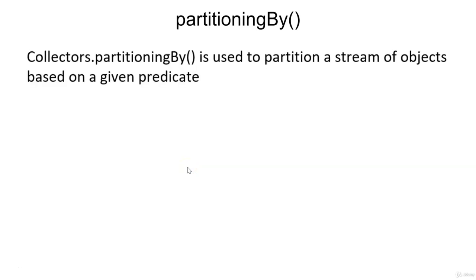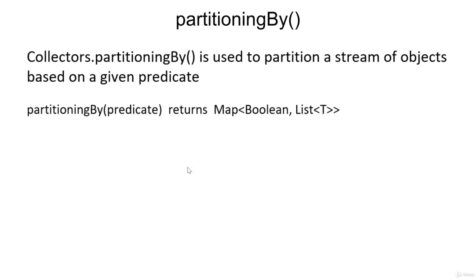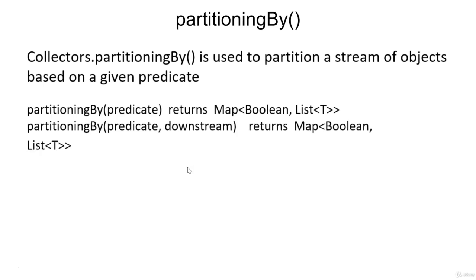In this video, we will look into the partitioningBy method of Collectors. Collectors.partitioningBy is used to partition a stream of objects based on a given predicate. There are two methods. The first one takes a predicate and returns a map of Boolean and list. The second one takes a predicate and a downstream collector and returns a map of Boolean and the downstream result. Now let's implement this in IntelliJ.